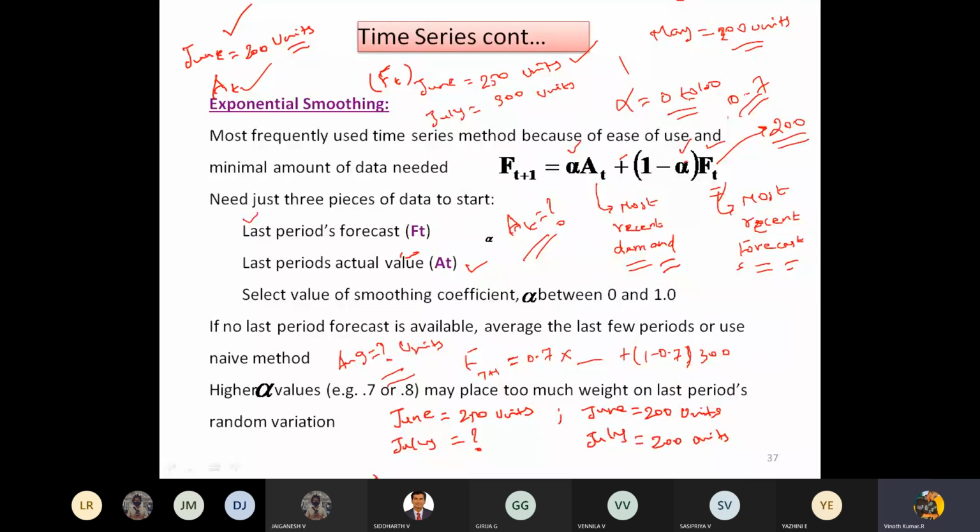For example, when calculating the forecast value in the month of July, the previous month's value is taken here. So this 250 units is what, capital A suffix T or capital F suffix T?